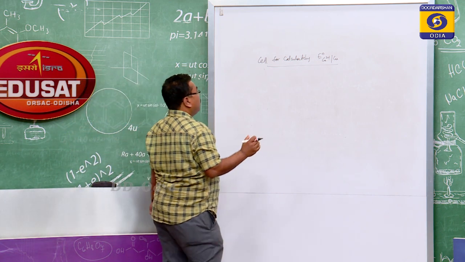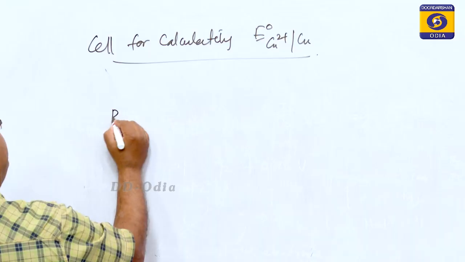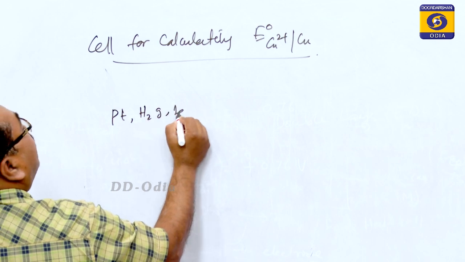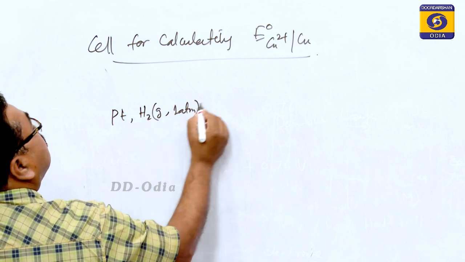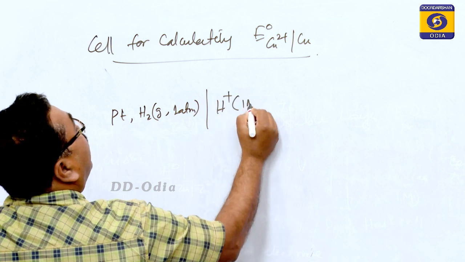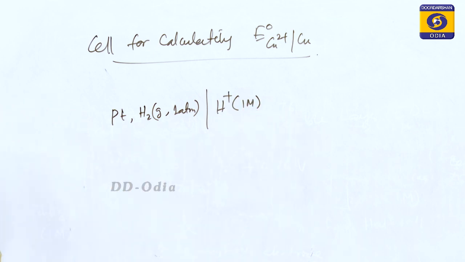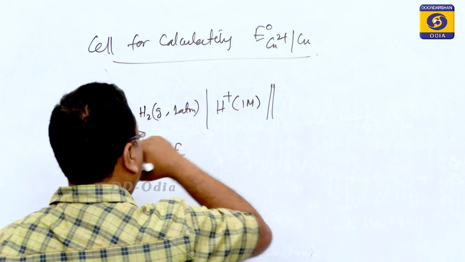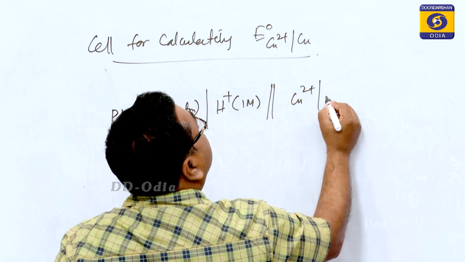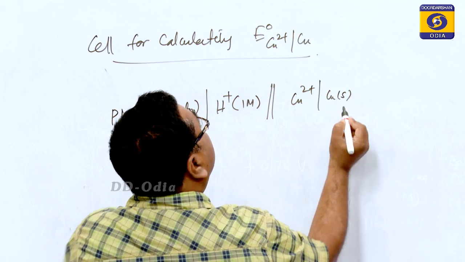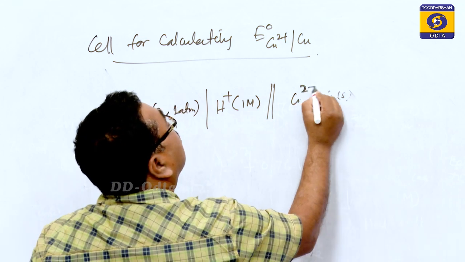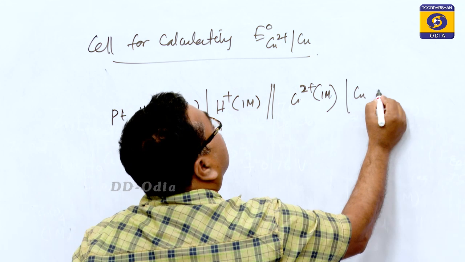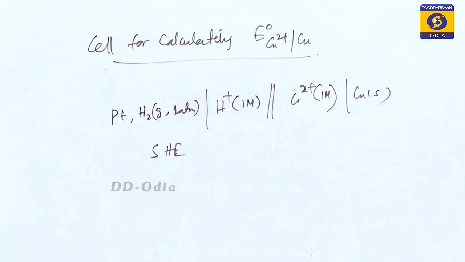I have to couple it with a standard hydrogen electrode and I can get the value, because the standard potential of a hydrogen electrode has been arbitrarily taken as 0 volt. So, what will I do here? I will take platinum, H2 gas at 1 atmosphere pressure, H+ 1 molar. This part is the SHE, standard hydrogen electrode, and it is coupled with Cu2+/Cu solid, with Cu2+ 1 molar. So, this is the suitable cell.